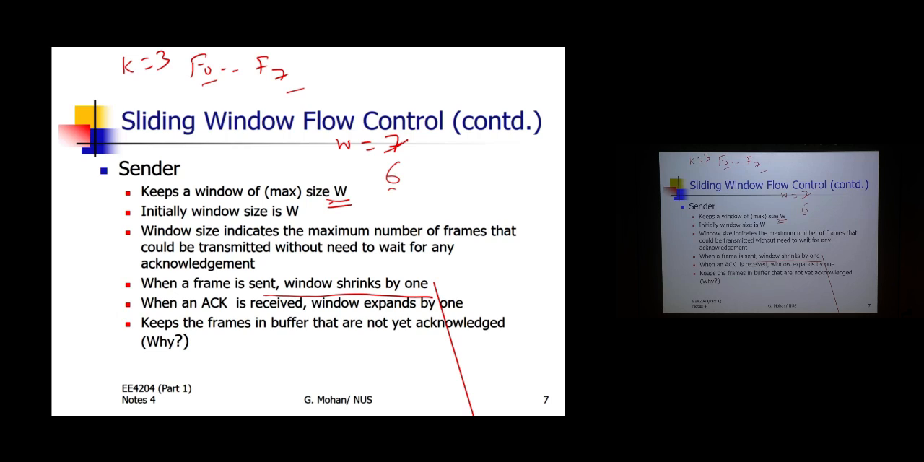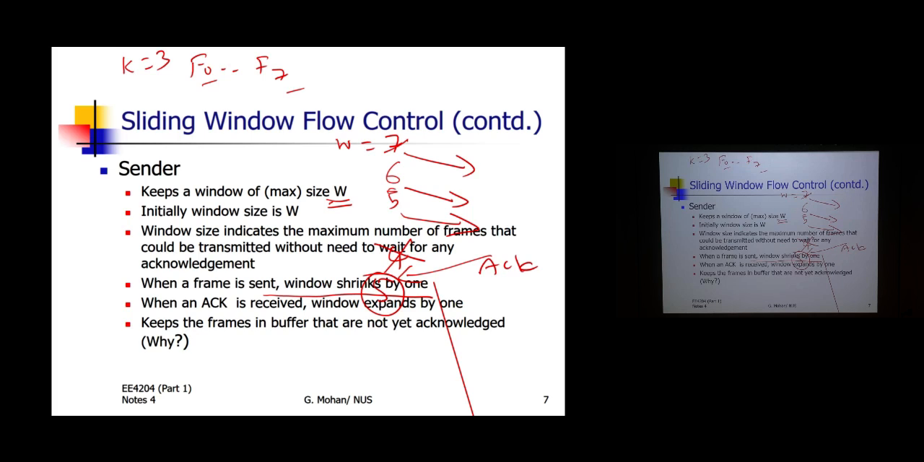Then when it transmits another frame, window size will become 5. Now let's say it transmits another frame, the window size will become 4. Let's say now it receives an acknowledgement for 1 frame. When it receives an acknowledgement, this 4 will become 5.